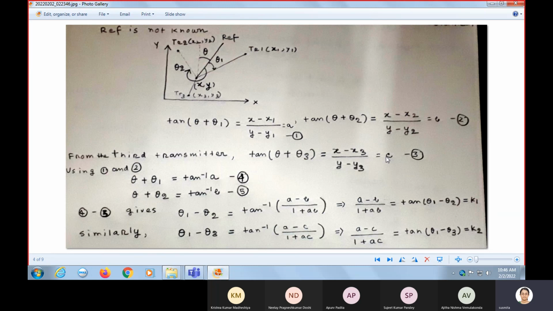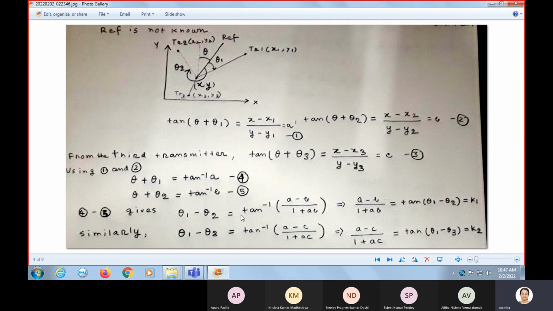Okay. Now what we can do, we can write theta plus theta 1 is equal to tan inverse A. Theta plus theta 2 is equal to tan inverse B. Then if we subtract this one from this, we basically have theta 1 minus theta 2, and on the right side, you have tan inverse A minus tan inverse B.